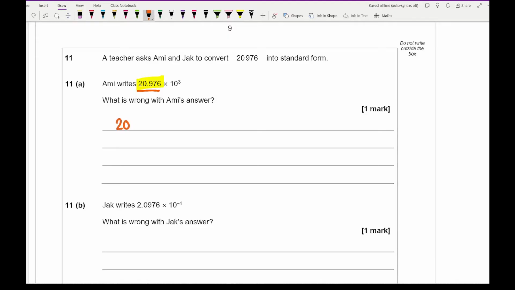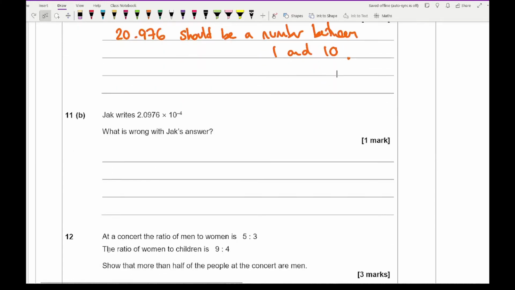So 20.976 should be a number between 1 and 10. So something along those lines. It doesn't need to be word for word, but I would say something along those lines would be absolutely fine for that 1 mark. For 11b, it says Jack writes 2.0976 times 10 to the power of -4.